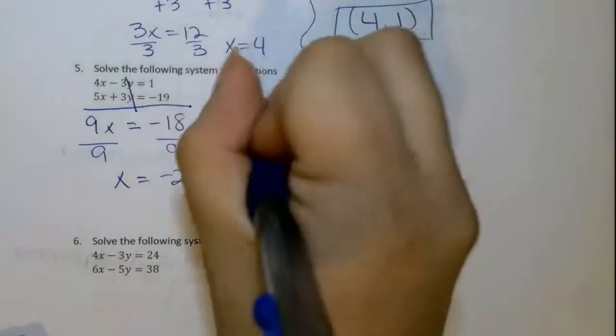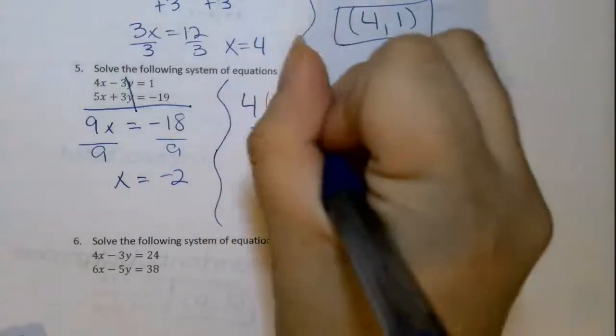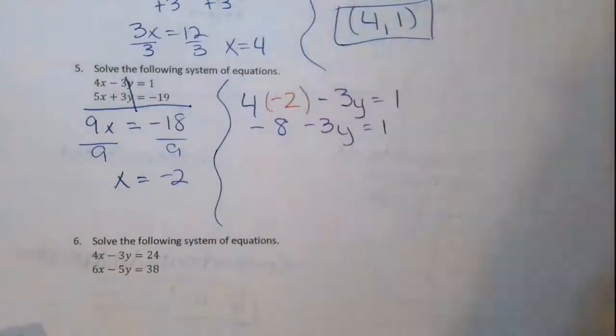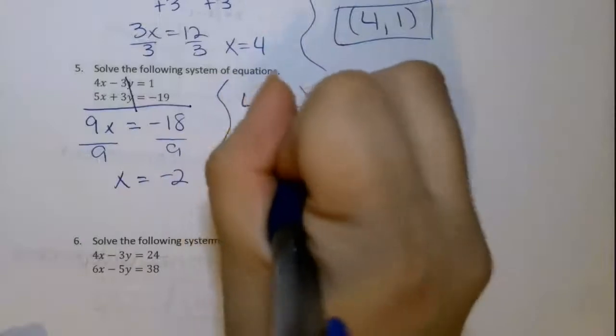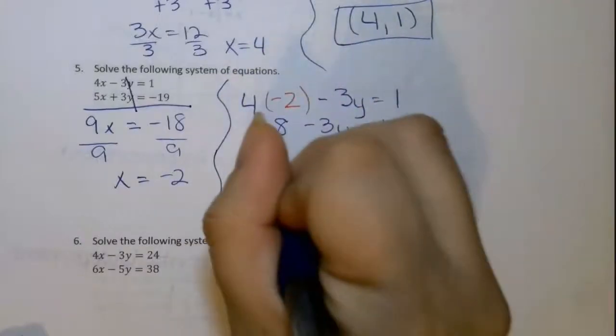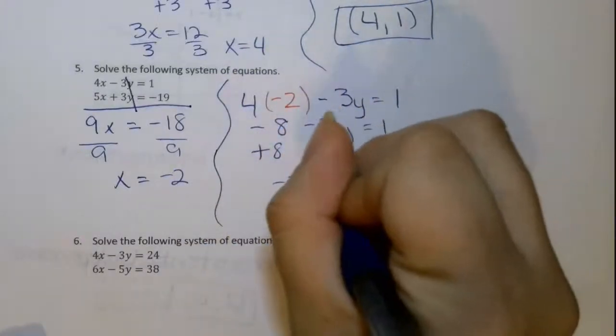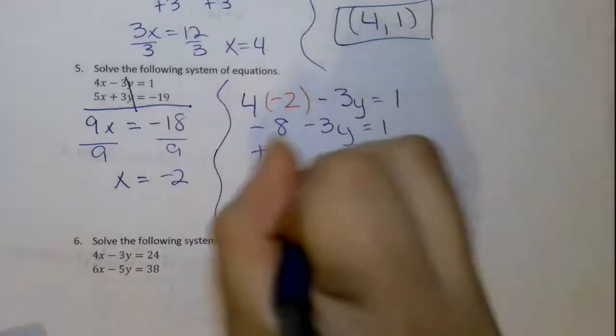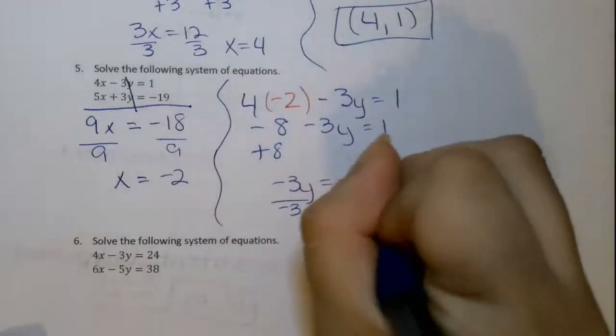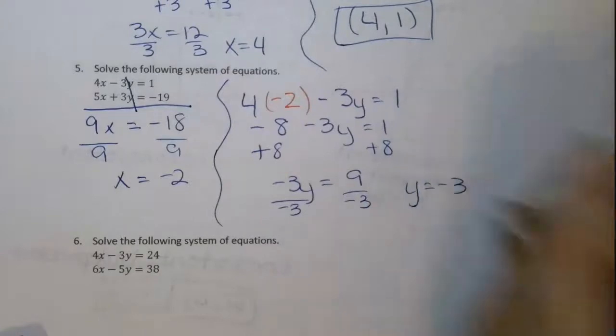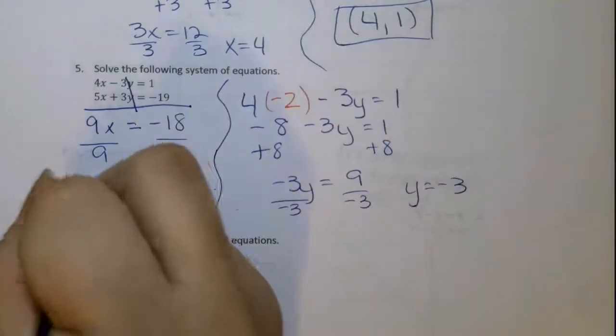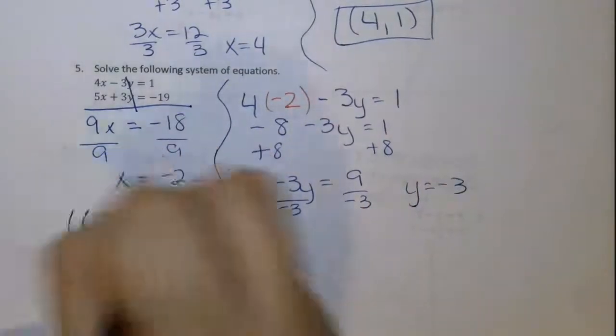4 times negative 2 gives me negative 8 minus 3y equals 1. Then I want to add 8 to both sides. I have negative 3y equals positive 9. Divide both sides by negative 3. I end up with y equals negative 3. So my coordinate point is negative 2, negative 3.